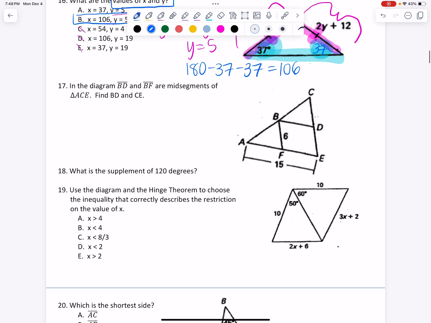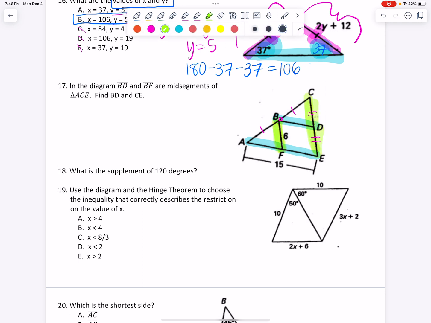Okay. Number 17 says, in the diagram, BD and BF are mid-segments. B to D is a mid-segment, so it's parallel to this side, meaning that these are midpoints. It says that BF is also a mid-segment, so let's color code that. BF is here, and I can mark that the same here, 1, 2, 3, 1, 2, 3. I'm going to highlight, which I think will make it easier. Here is the green segment, BF.